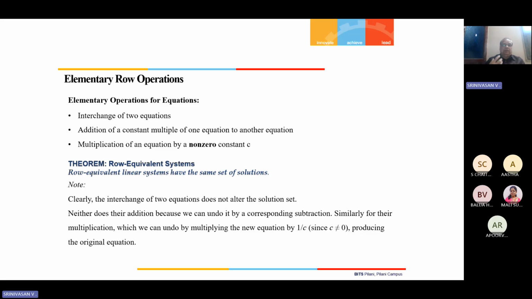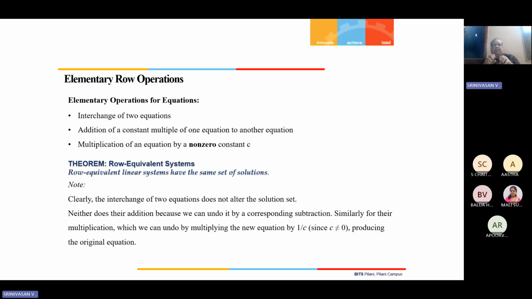So here, coming to the solution of the set of equations, interchanging the two equations will not alter the solution set. Neither does the addition, because we can undo it by a corresponding subtraction. Similarly, for the multiplication, we can undo it by multiplying the new equation by 1 by c, whenever c is not equal to 0, producing the original equation.